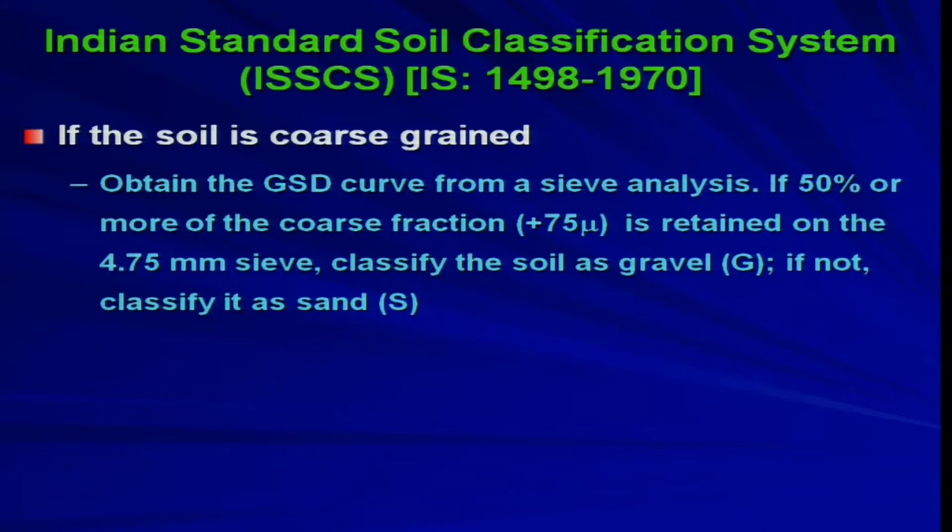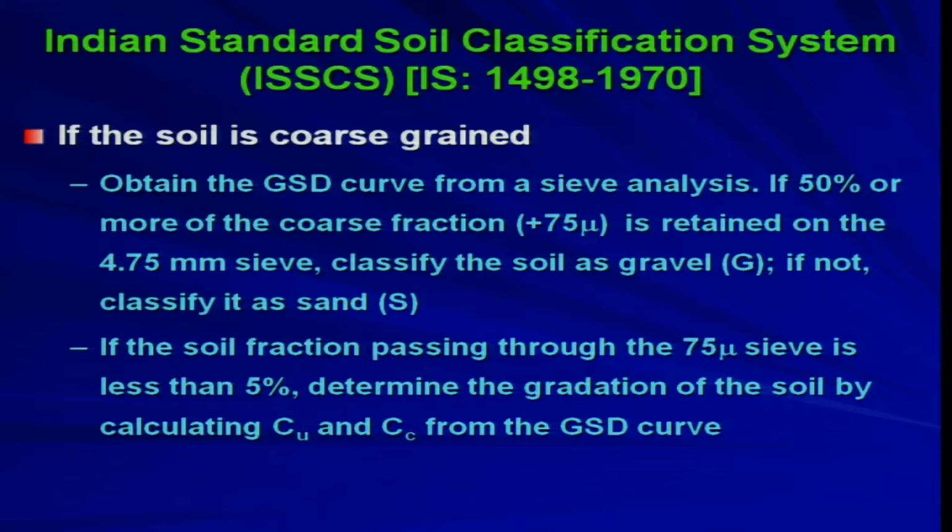If not, then classify the soil as sand, because in coarse grained soil you have two categories, one is gravel, another one is sand. So, if it is retained on the 4.75 millimeter sieve, that will be classified as gravel. If it is passing through 4.75 millimeter, that will be classified as sand, and the quantity will be 50% or more.